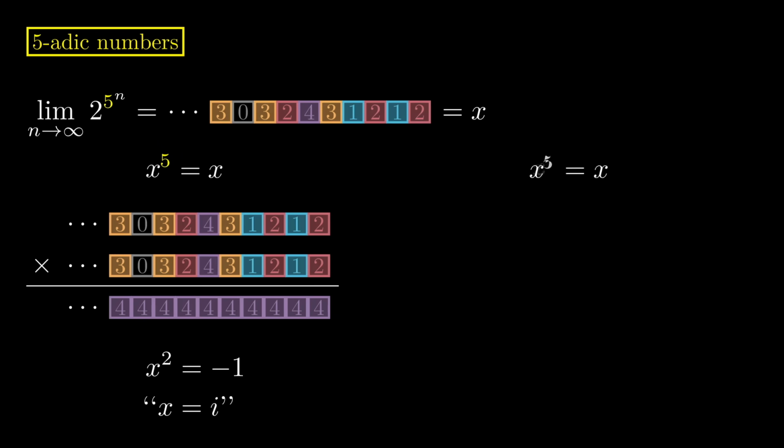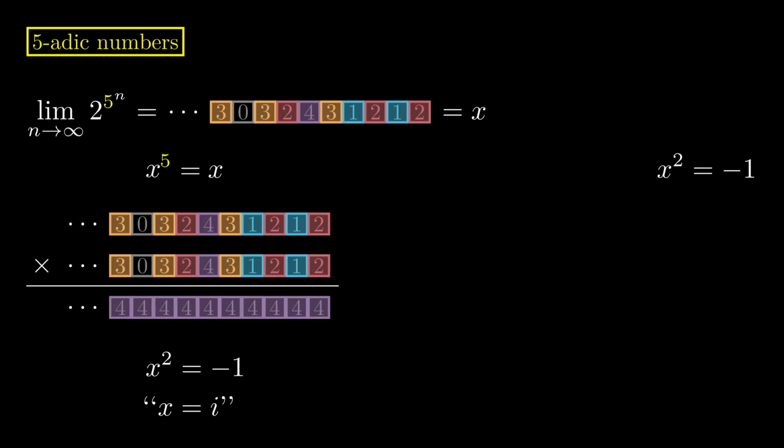We can prove that this limit is the square root of -1 by factoring x to the 5th minus x. Since the 5-adic numbers support division, the only way for this product to be 0 is for one of the factors to be 0. The first 3 factors are non-zero, so it must be the last one.